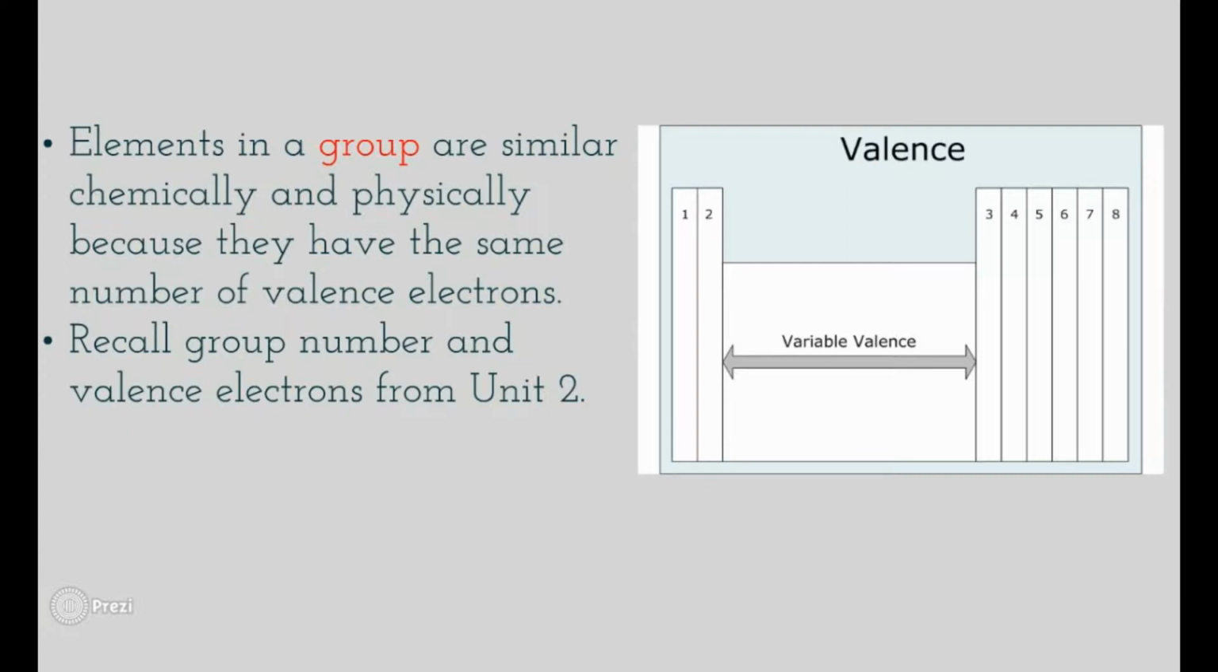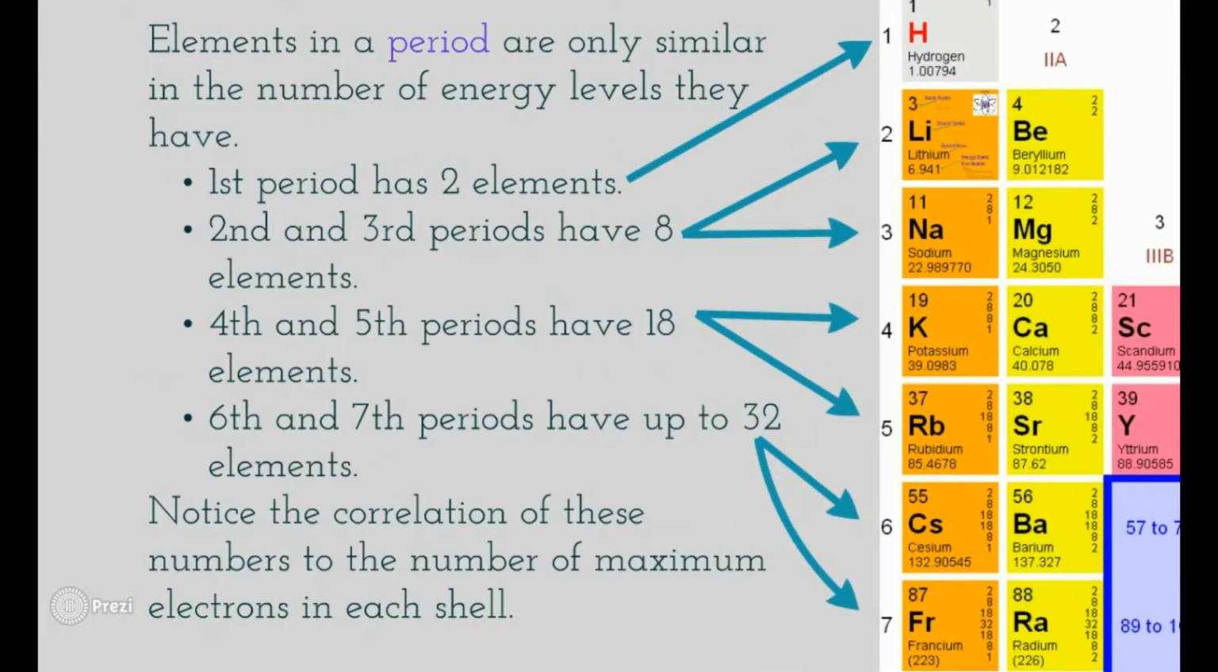All right, so another thing, this is going back to the previous unit. Know the number of valence electrons. The A's, the 1, 2, skip a few, 3, 4, 5, 6, 7, 8. Elements in a group are similar chemically and physically because they have the same number of valence electrons. So going back through each one of these things once again, and this is, again, another good review. Elements in a period are only similar in number of energy levels they have.